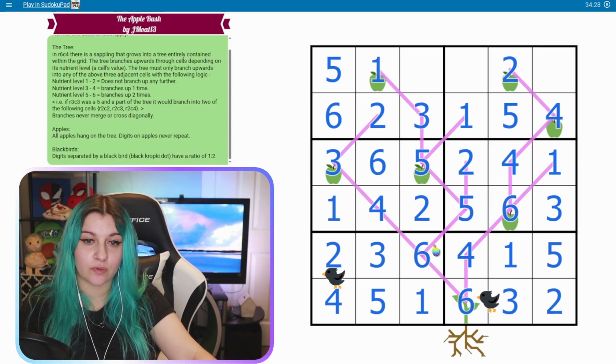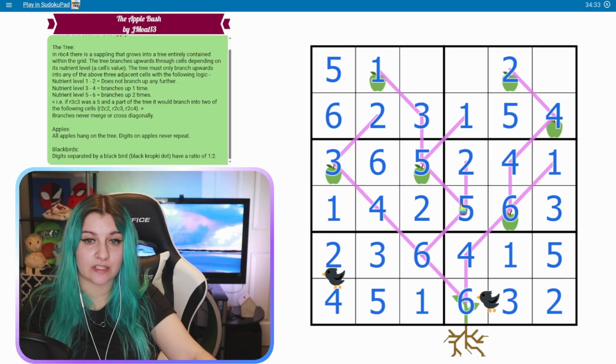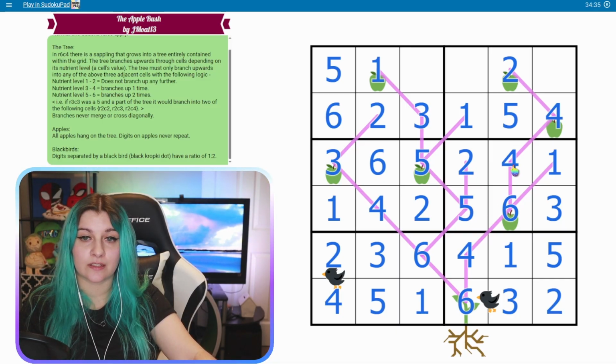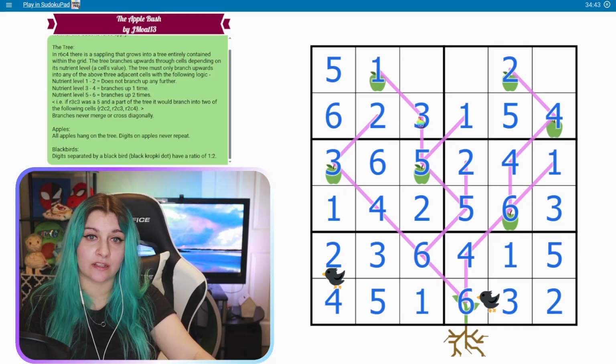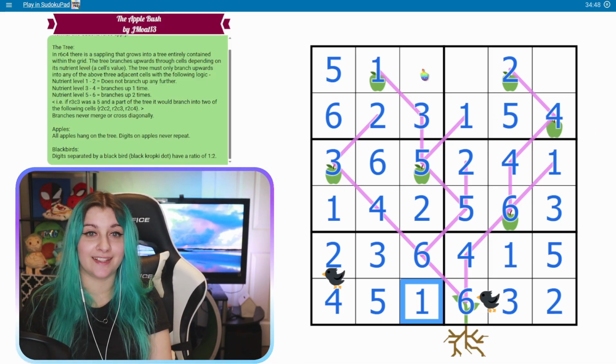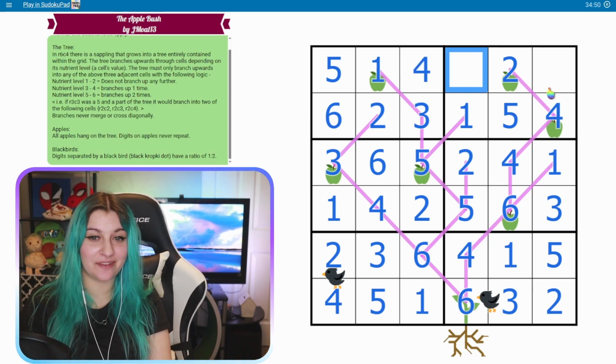This 6 branched twice, this 6 branched twice, this 4 branched once, this 4 branched once, this 5 branched twice, this 6 branched twice, 3 branched once, 5 branched twice, 2 dead ends, 4 branched once, 1 dead ends, 2 dead end, 3 branched once, 1 dead end, 4 branched once, 1 and 2 dead ends. Yay! Oh my gosh, that was so cool.